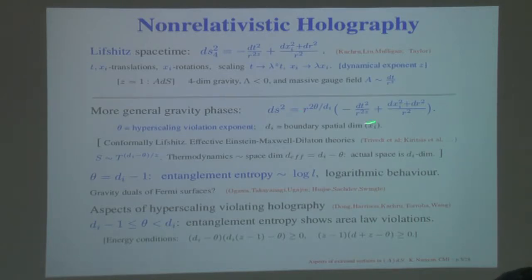So one of the motivations that these guys had to construct these kinds of things was reverse engineering metrics of this kind as perhaps gravity duals of Fermi surfaces. Regardless of this, these are interesting solutions in their own right, and various aspects of hyperscaling violating spacetimes in holography have been studied in this paper by these guys. Something that you see is that in this entire window, d_i minus 1 less than theta less than d_i, the entanglement entropy shows area law violations. Here you get a logarithmic violation, and in this window you get something in between, something perhaps stronger.